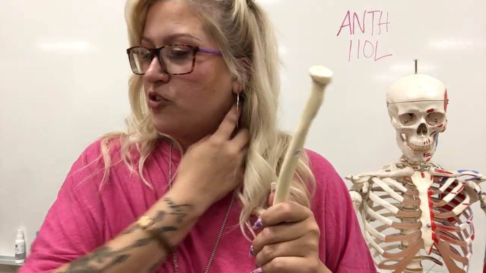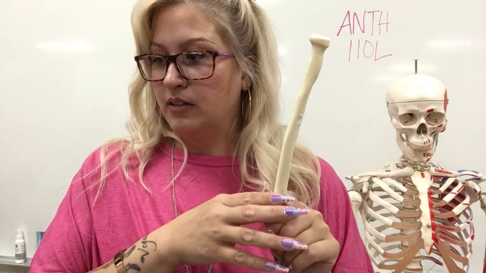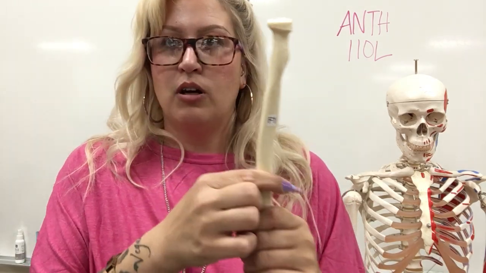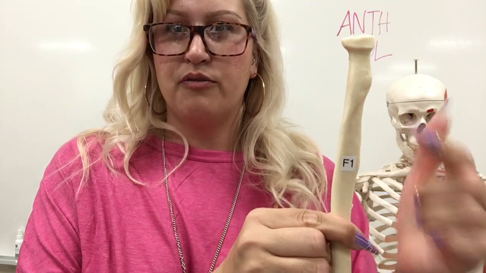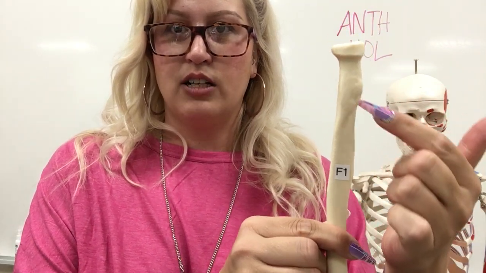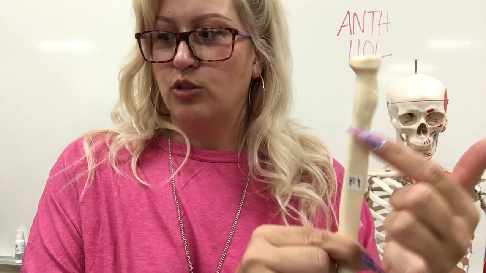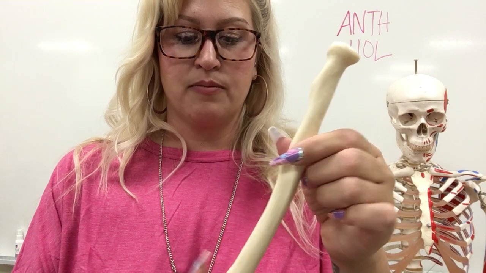And then the other feature that you need to know is the radial tuberosity. On this bone, you can see it's pretty smooth, except for this rough raised area right here. Rough raised area, radial tuberosity. This is actually an area where it's connecting to the ulna. These are connecting at that point.